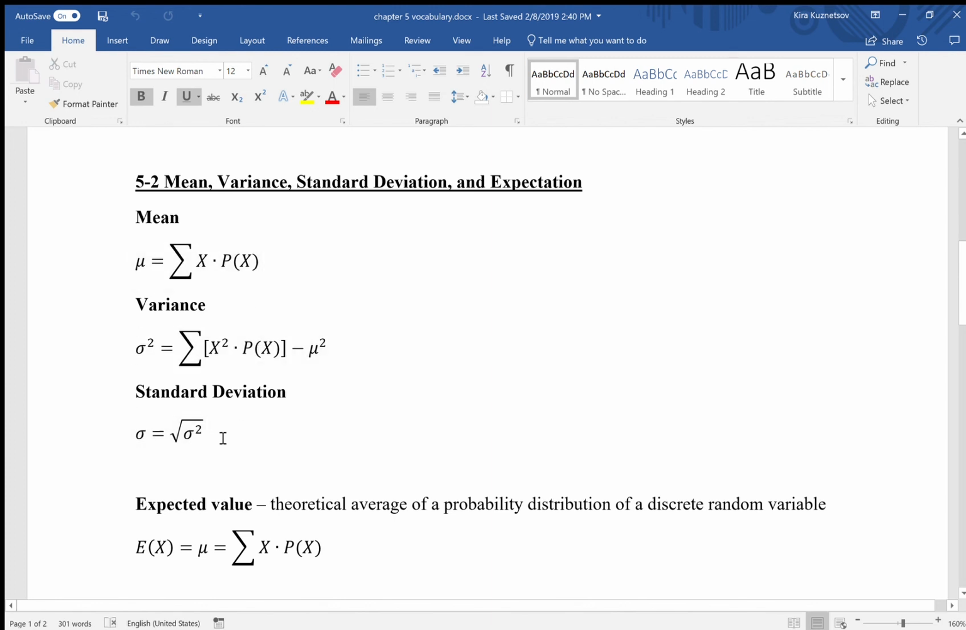I put all of these formulas under chapter 5 vocabulary. These are must remember, which is why they're together with the vocabulary and the expected value. In the next video, I'll show you examples on how to use each one of these formulas. That should do it for 5-2.